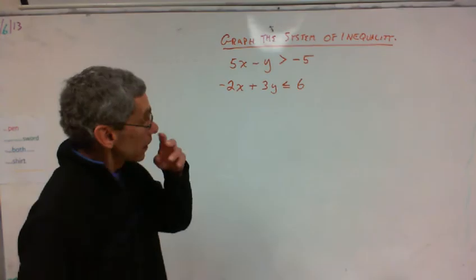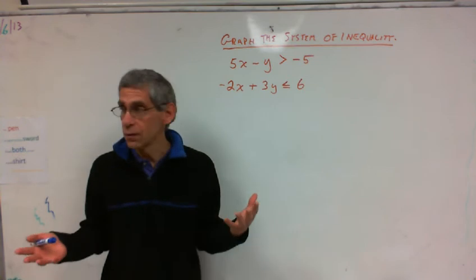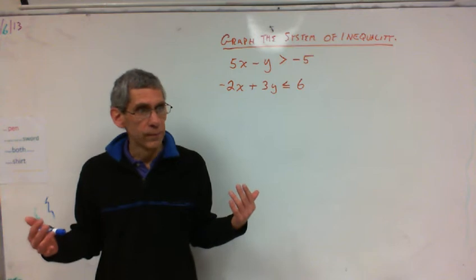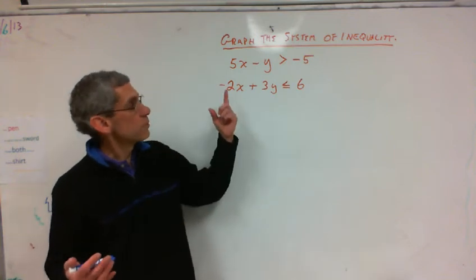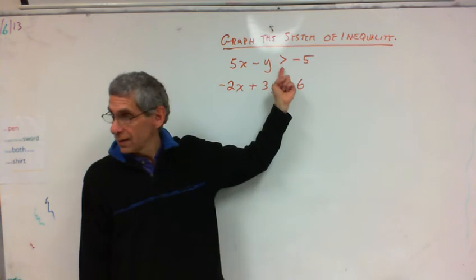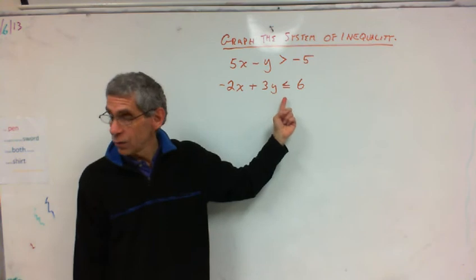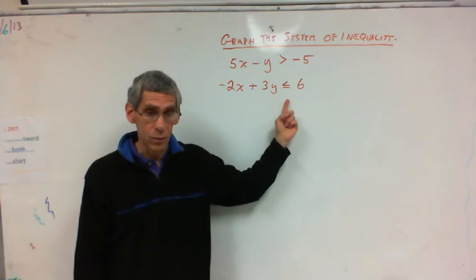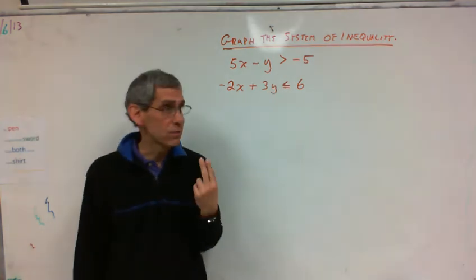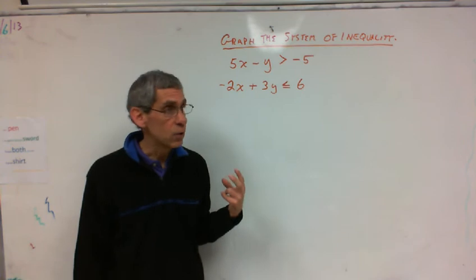All right, so graphing systems of inequalities. It's just like graphing systems of equations with just a couple exceptions. When you're doing systems of inequalities, instead of an equal sign, you have a greater than sign or a less than sign, or a greater than or equal to sign, or a less than or equal to sign. Okay? And so that alone makes two differences from systems of equations.